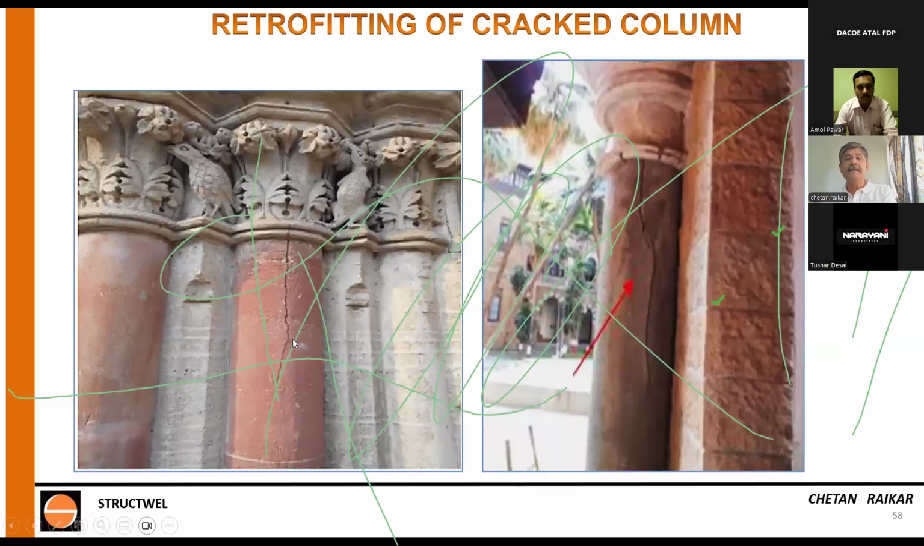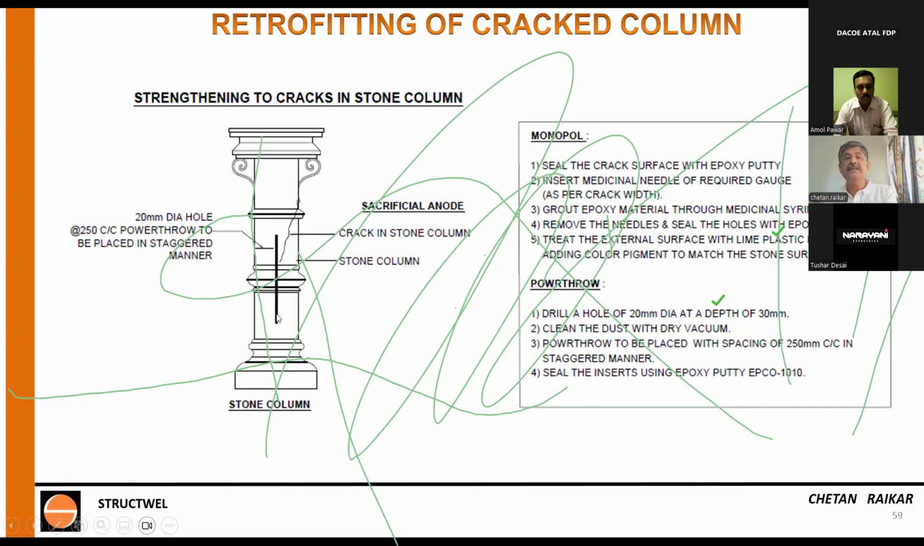This is again a grade 1 heritage building, the Bombay Municipal Corporation building. This cracking is because of the mild steel pin. This is a 150-year-old structure. The mild steel pin corroded. Now, how do I replace this mild steel pin?